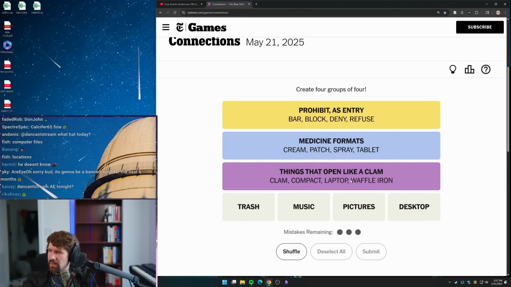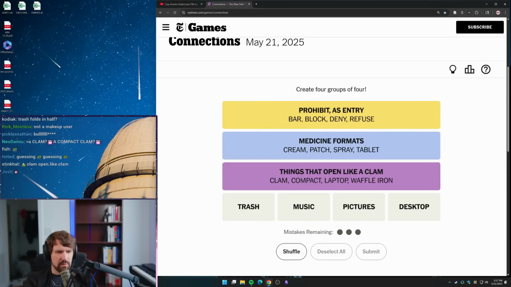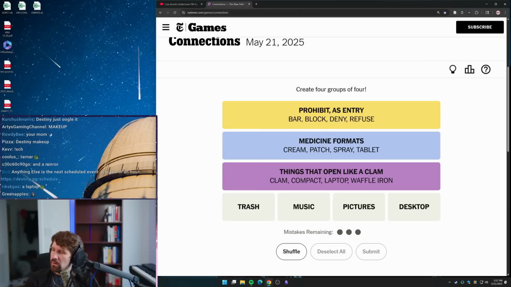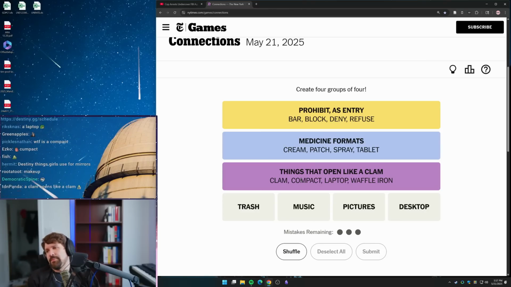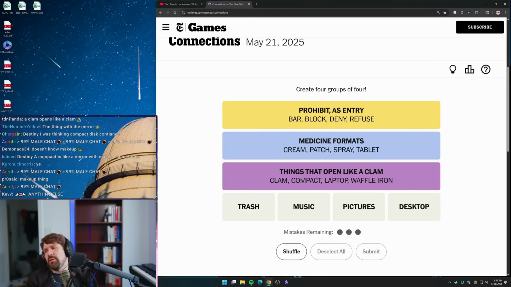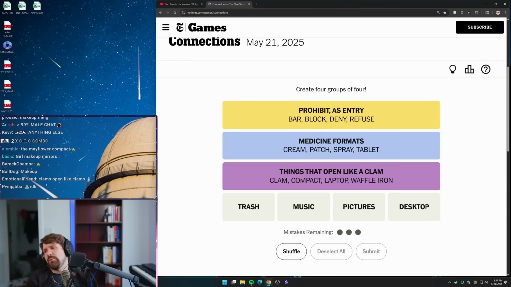Things that open like a clam. What is a compact? Compact cars? I don't know what that means. Oh, like the little makeup things. Oh, with the mirror in it. Trash, music, pictures, desktop. Folders on a computer, I guess.